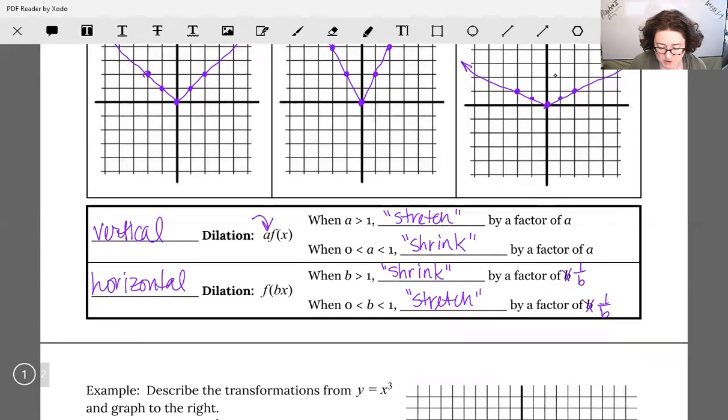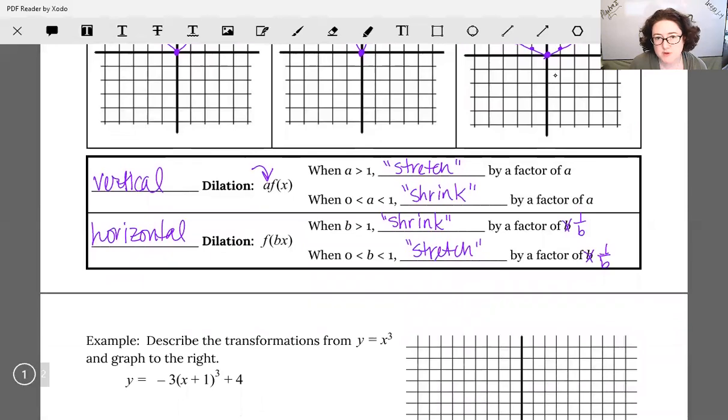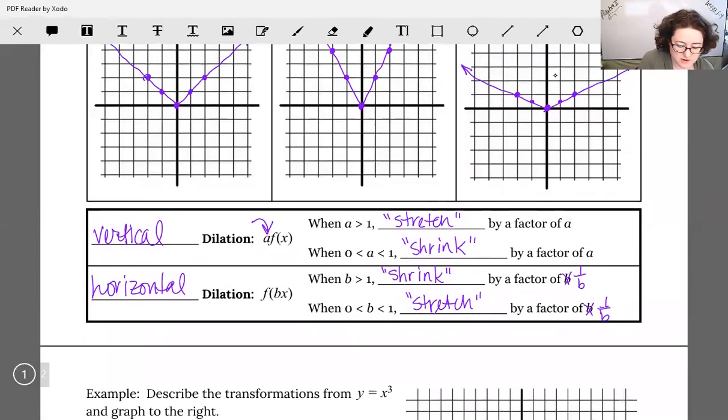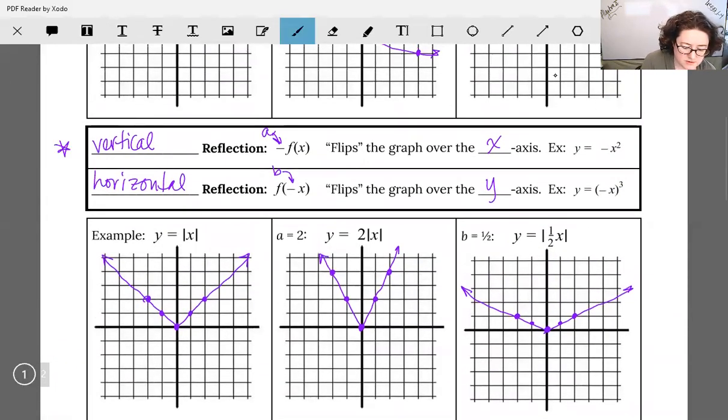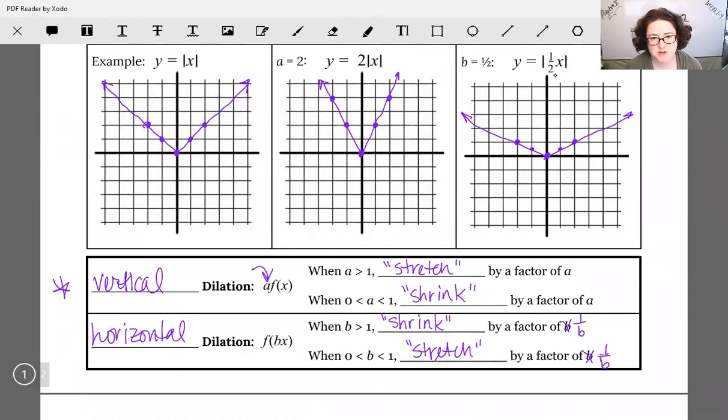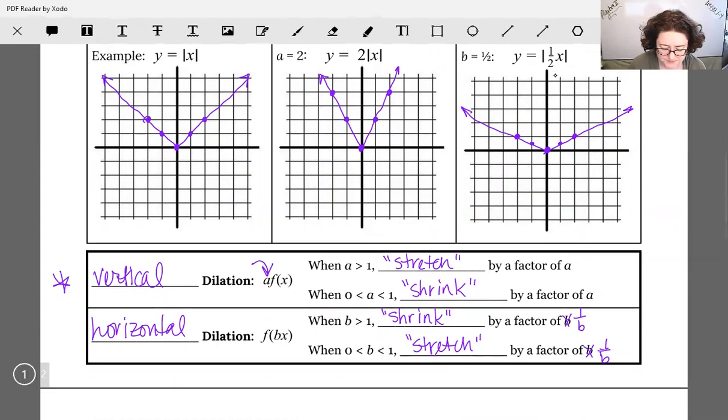So again, as I mentioned, you're really only going to be worried about the vertical dilations and then the vertical and horizontal reflections. We're not worried so much about the horizontal dilations, and actually you won't see the horizontal reflections all that much, but those are more likely to pop up.